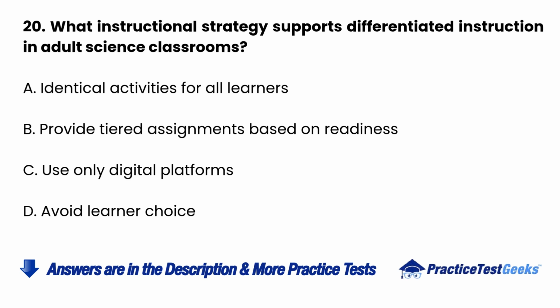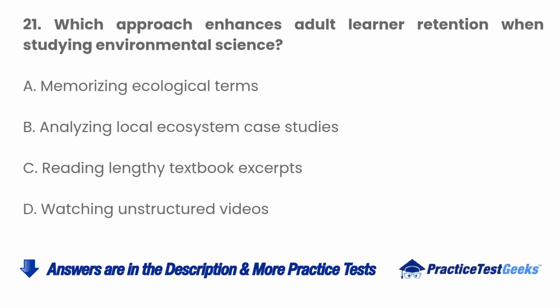20. What instructional strategy supports differentiated instruction in adult science classrooms? A. Identical activities for all learners. B. Provide tiered assignments based on readiness. C. Use only digital platforms. D. Avoid learner choice.